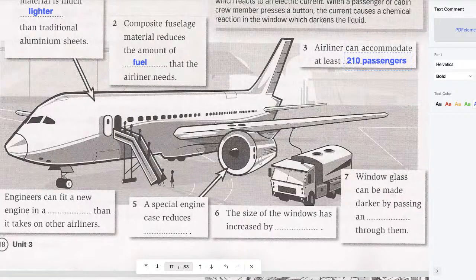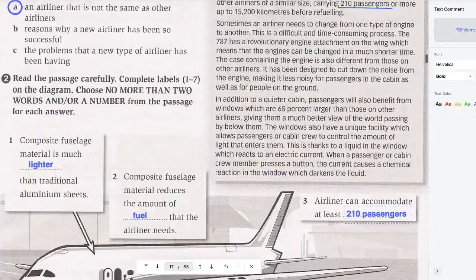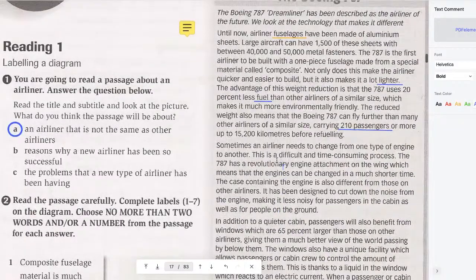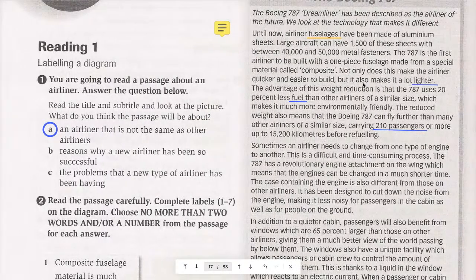Okay, guys, now let's fix this. Number one, it is easier to read. No. Yes, you found the right place, but you didn't have the right answer.